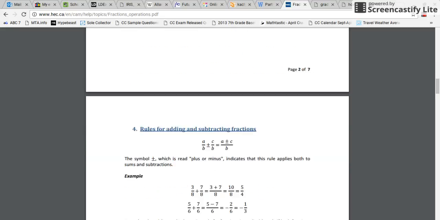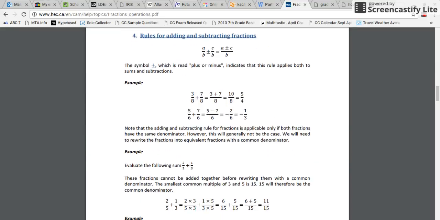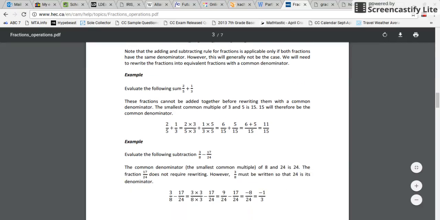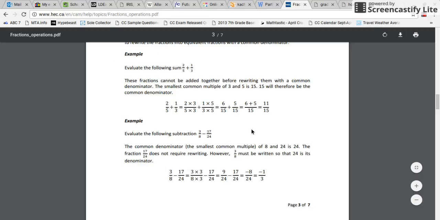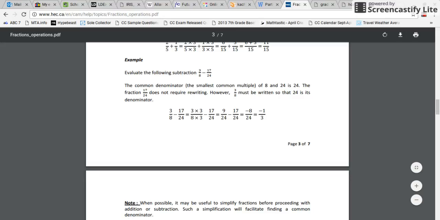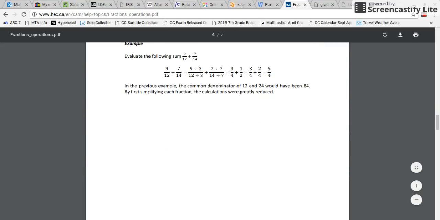And then rules for adding and subtracting fractions. Now, this part right here is pretty easy because the denominator is the same. However, looking at this example right here, you can see that the denominators are not the same. So you need to find equivalent fractions first before you can operate on them. Same thing for subtracting.